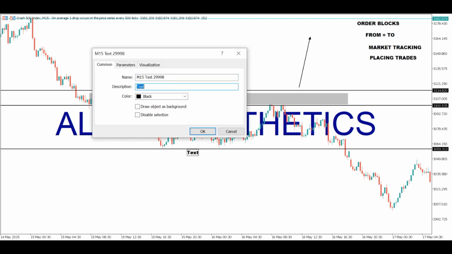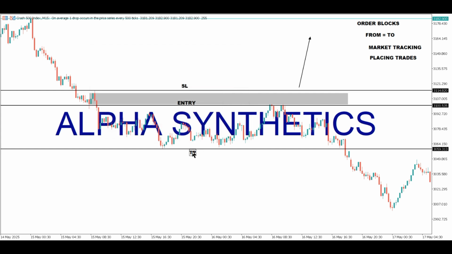And your TP will be over there. That will be your take profit over there. And that is how simple the market is. That is how we place the trades. So the first thing we do, we just look for order blocks. We check where the market is coming from and going to.